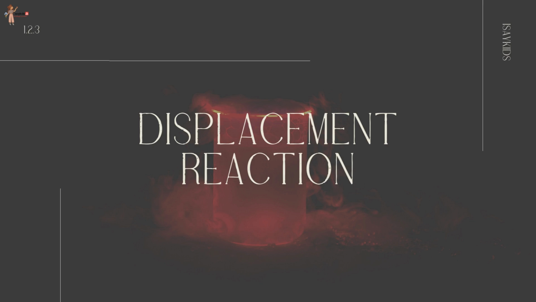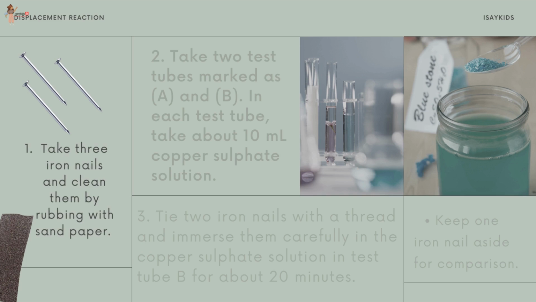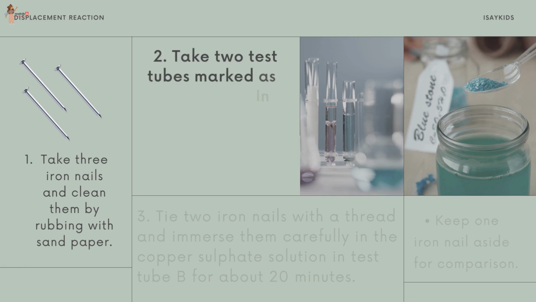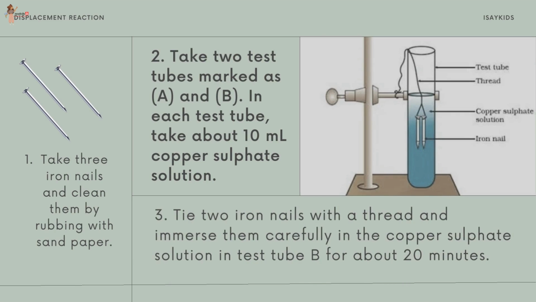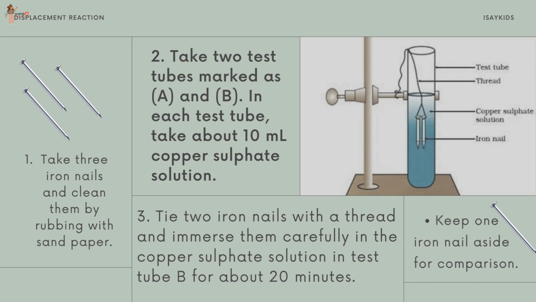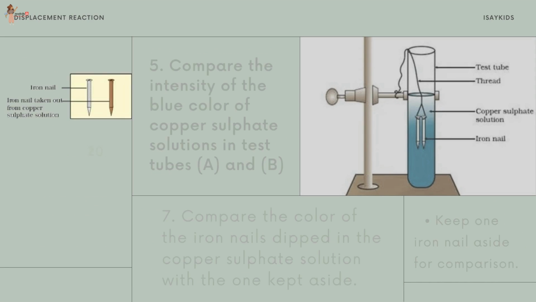Next is the displacement reaction. To understand it, let's perform an activity first. Take 3 iron nails and clean them by rubbing with sandpaper. Take 2 test tubes marked as A and B. In each test tube, take about 10 ml copper sulfate solution. Tie 2 iron nails with a thread and immerse them carefully in this copper sulfate solution in test tube B for about 20 minutes. Keep one iron nail aside for comparison.